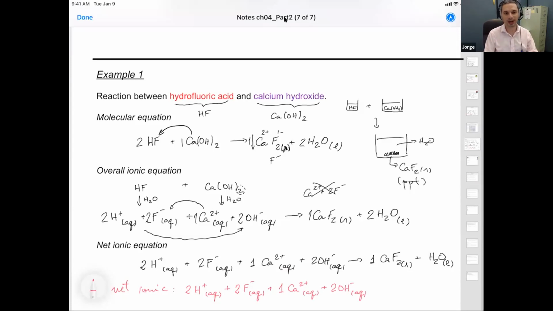None can be canceled in this case because we have the formation of a solid or a precipitate. And I'm just going to repeat whatever was formed for the products. Okay? So when we have the formation of a solid, the overall ionic equation is going to be identical to the net ionic equation.